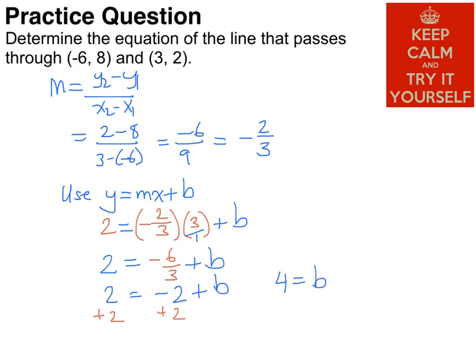So we've got the slope here. We've got the y-intercept there. We just stick them together, making an equation. So y is equal to negative 2 over 3x plus 4.